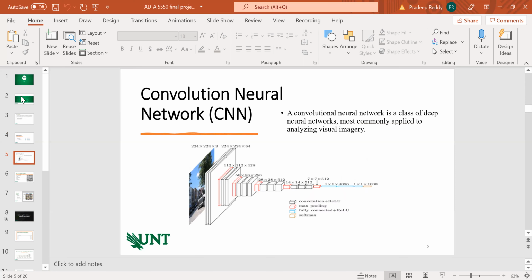So coming to the convolutional neural network, CNN, I would like to discuss in more detail the structure of CNN. As most of my project involves convolutional neural networks, I'll give more detail about CNN. Let's see what CNN is.